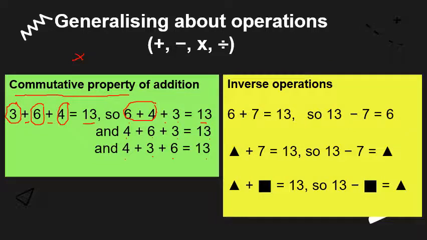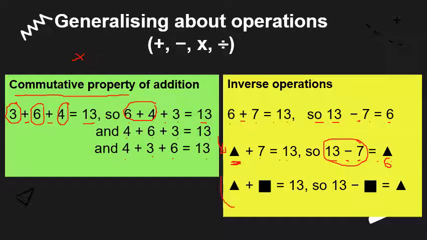Here, a little bit more complex, we've got inverse operations. So we know that addition and subtraction are inverse operations, they're the opposite of one another. So 6 plus 7 equals 13, so I can say that 13 minus 7 equals 6. Down here, I've got a value where I don't actually know what it is. It's been replaced with a triangle, so it's an unknown value at this stage. So here I can say a triangle plus 7 equals 13. So I know with inverse operations, 13 minus 7 equals triangle, and I know I can perform that operation, so I know that the answer will be 6.